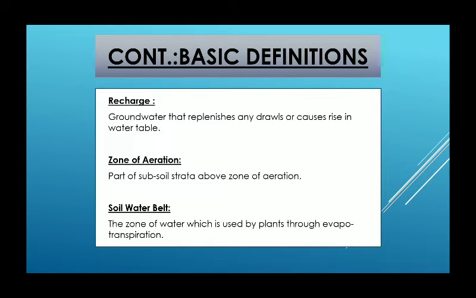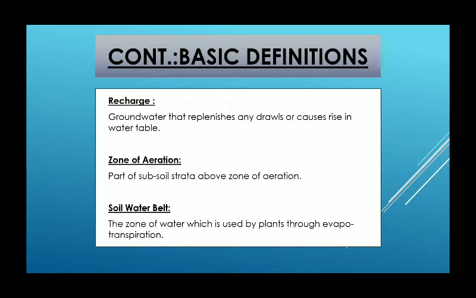Now another term, that is the zone of aeration. From the term we can get the idea that it is related with air. Aeration is a combination of air and water. It is the part of the subsoil or strata above the zone of saturation, nearest the surface, where gaps between soils are filled with both air and water.